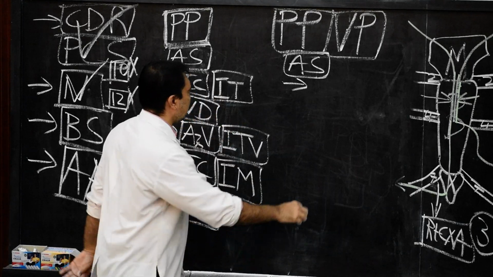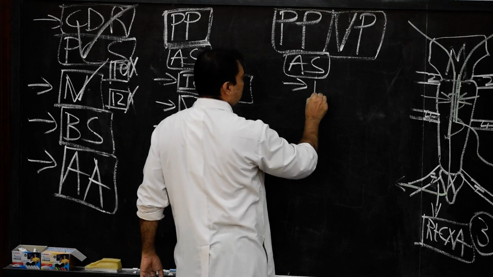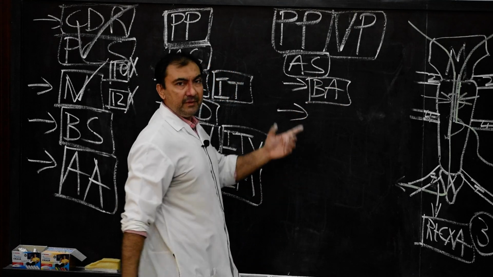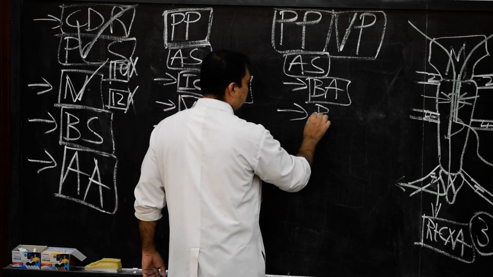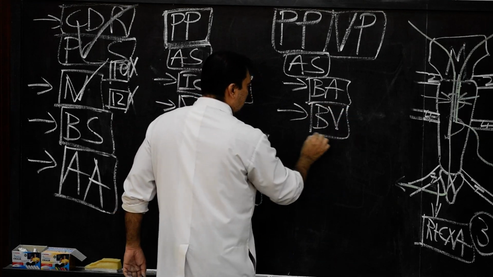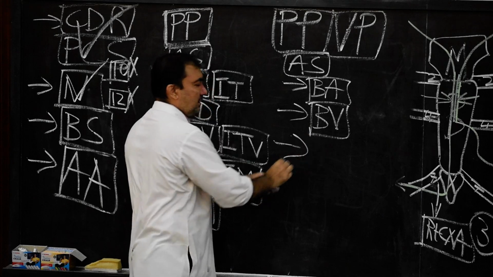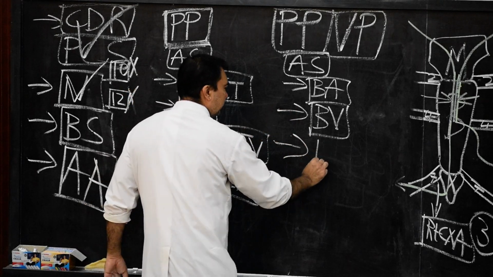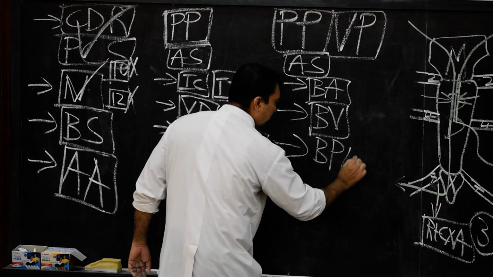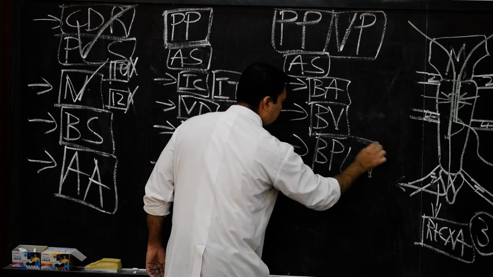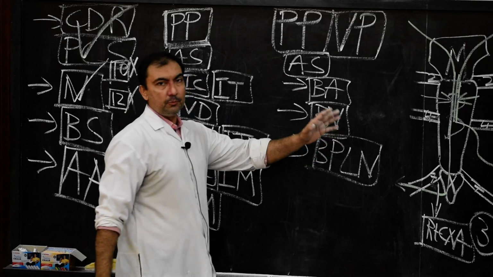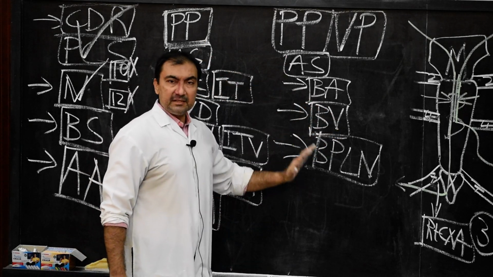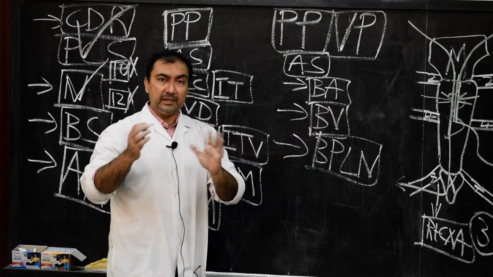So arterial supply of pulmonary pleura will be from bronchial arteries, very easy to understand. What about venous drainage? The venous drainage will be from bronchial veins. And now lymphatic drainage, very simple, it will drain into bronchopulmonary group of lymph nodes. So here we finished the nerve supply, arterial supply, venous drainage and lymphatic drainage of parietal pleura and pulmonary pleura.